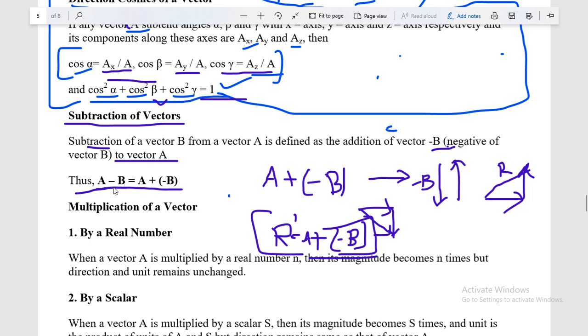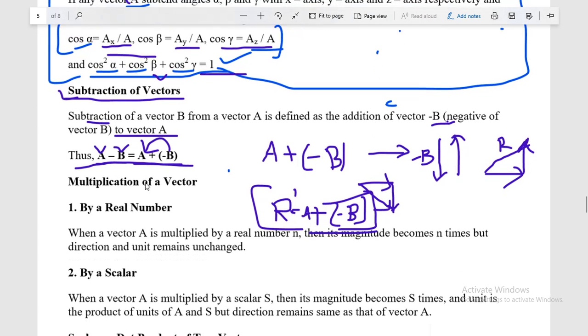If you want to find out a minus b, you must have vector a, then you have vector b. First try to find out vector minus b and then add that minus b to a, and you will get a minus b. This is the simple method by which you can find out subtraction of two vectors a and b. The vectors may be p and q, x and y. So you can find out the value of a minus b or p minus q or x minus y. So this is subtraction of vectors.